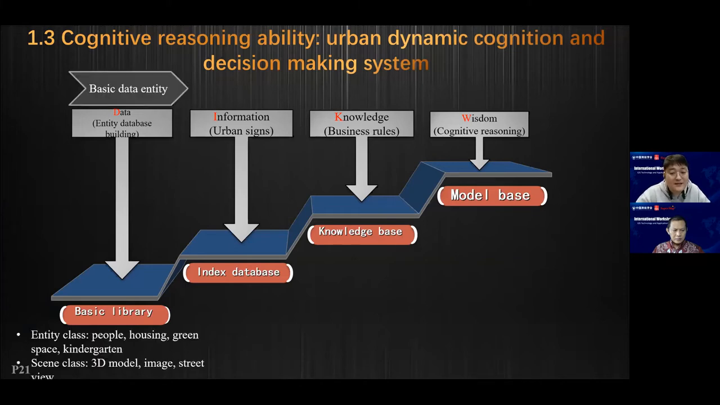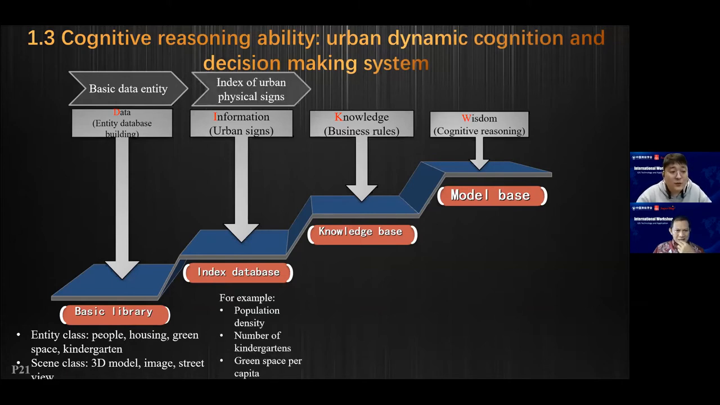And the next capability is the cognitive reasoning capability. It is based on the construction of an index database. From the basic database data, such as the population, the housing, the green space, the kindergarten, we can get the index database. The index database is to statistic the basic data, and we can get index data such as the population density, the number of kindergartens, the green space per capita.